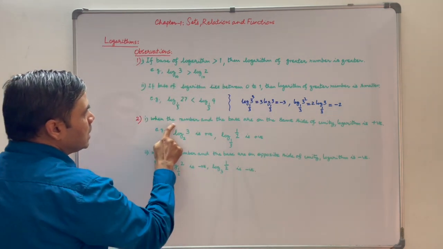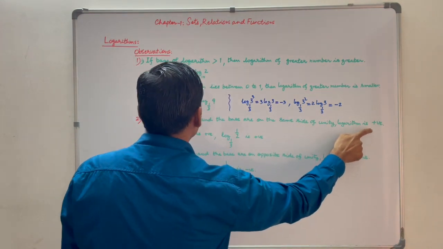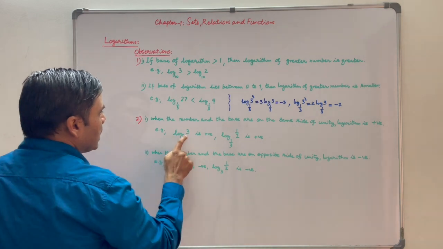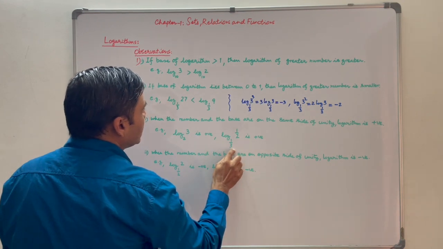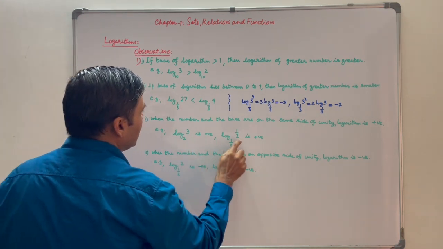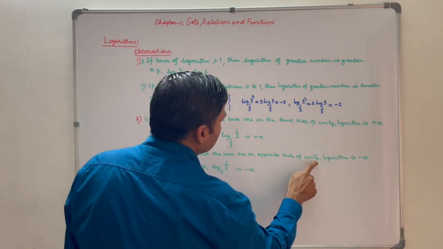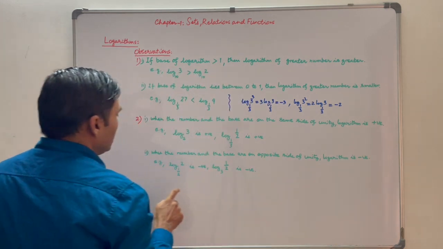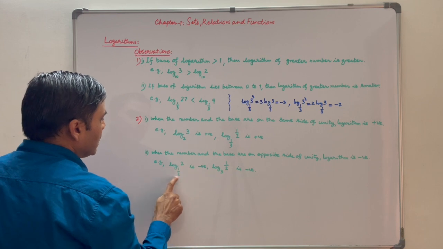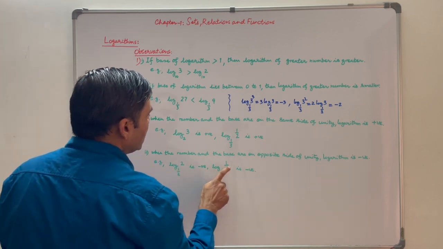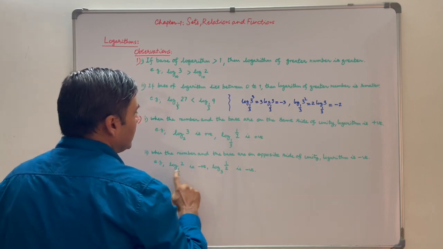Point number 2. When the number and the base are on the same side of unity, logarithm is positive. For example, if number and base both are greater than 1 or number and base both lie between 0 to 1, so logarithm will be positive. Second point, when the number and base are on opposite sides of unity, logarithm is negative. For example, if number is greater than 1 and base lies between 0 to 1 or the opposite, if number lies between 0 to 1 and base is greater than 1, so logarithm will be negative.